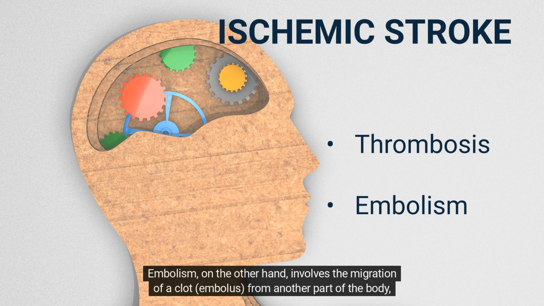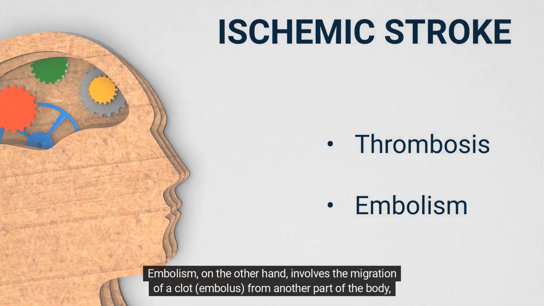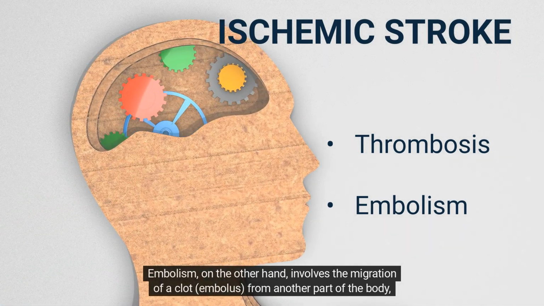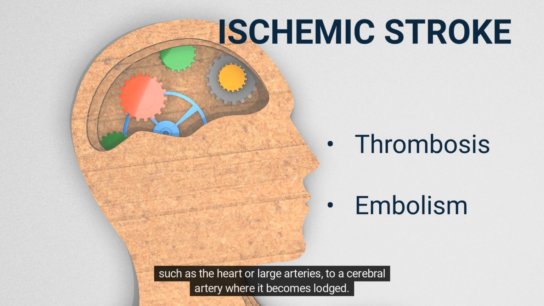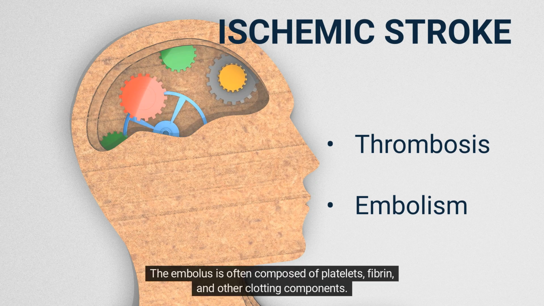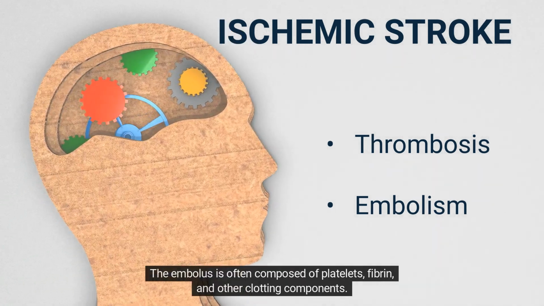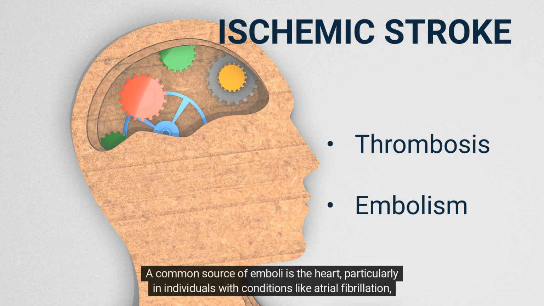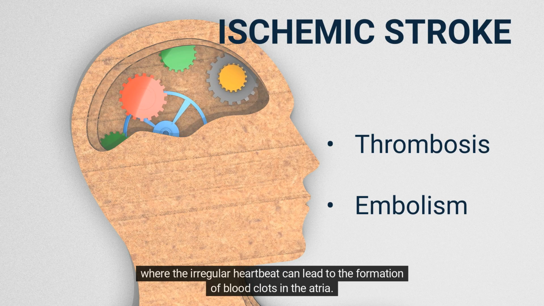Embolism, on the other hand, involves the migration of a clot, an embolus, from another part of the body, such as the heart or large arteries, to a cerebral artery where it becomes lodged. The embolus is often composed of platelets, fibrin, and other clotting components. A common source of emboli is the heart, particularly in individuals with conditions like atrial fibrillation, where the irregular heartbeat can lead to the formation of blood clots in the atria.